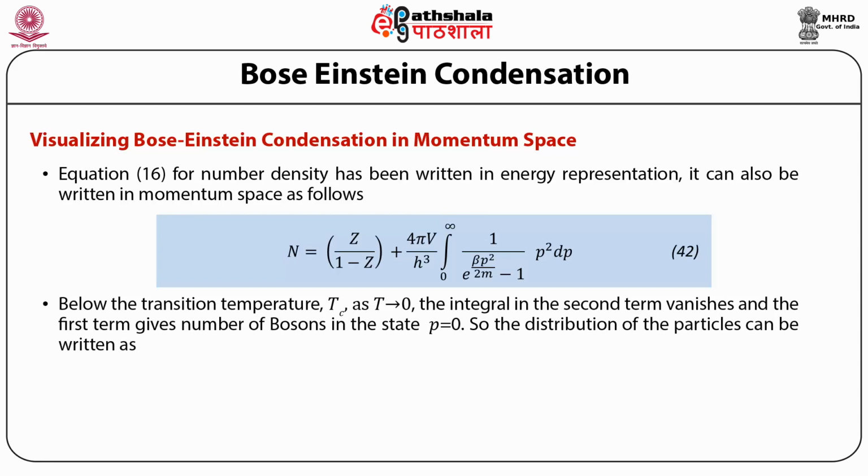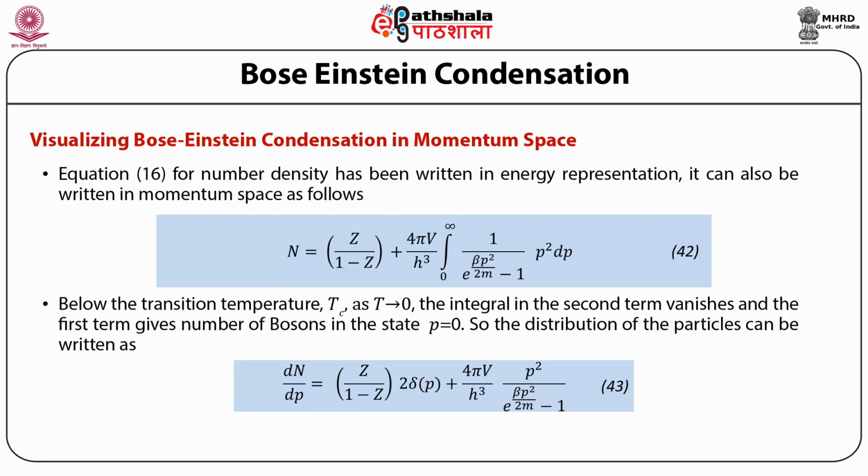Below the transition temperature Tc, as T approaches 0, the integral in the second term vanishes and the first term gives the number of bosons in the state P equal to 0. So the distribution of particles can be written as dN upon dP is equal to Z upon (1 minus Z) times 2 times the Dirac delta function of P, plus 4 pi V upon h cube multiplied by p square upon (e raised to power beta p square upon 2m, minus 1).